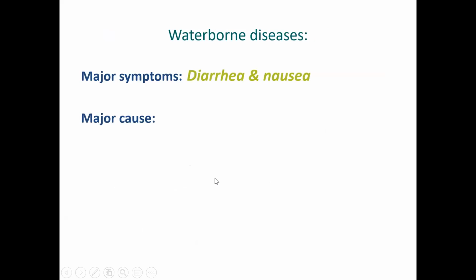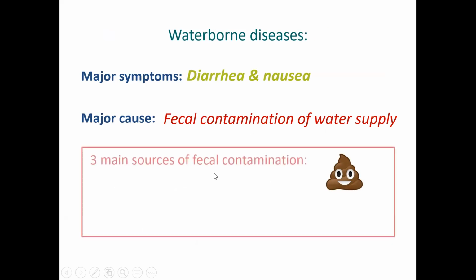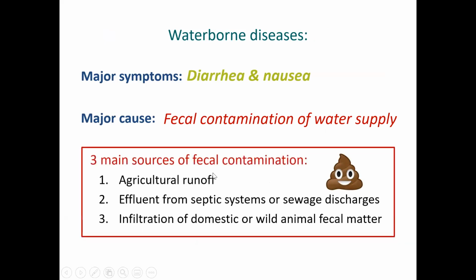To summarize waterborne diseases, the major symptoms are diarrhea and nausea and related things: stomach cramps, sometimes blood in the diarrhea, sometimes fevers. And the causes we're talking about are fecal contamination of the water supply. And if you remember, we talked about this last day.